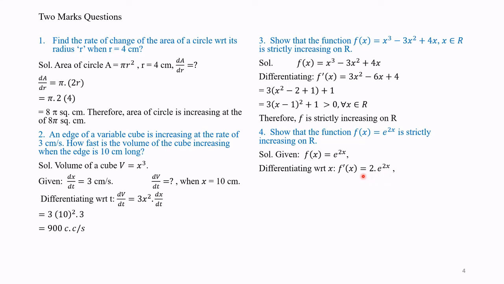Please revise the previous chapter number 5 for finding the first derivative and second derivative of the given function. In this case, the given function is exponential, so f dash x is 2 into e to the power of 2x. Clearly, f dash x is greater than 0 for all values of x belonging to R, since the exponential function is always positive.